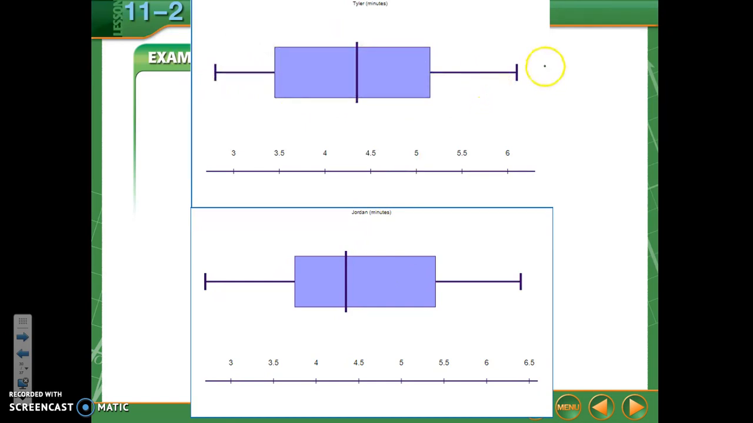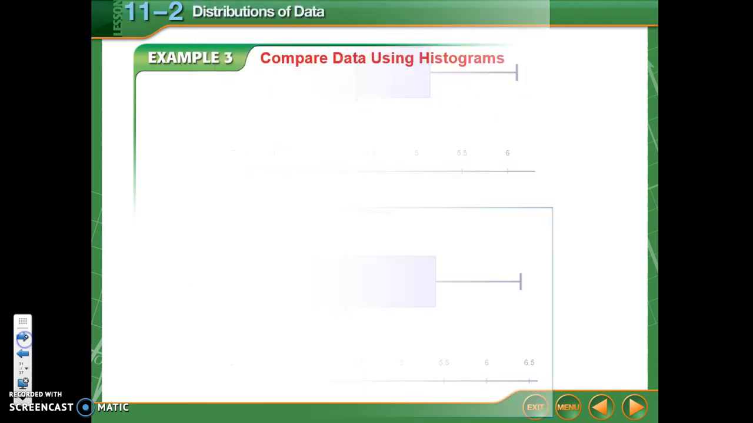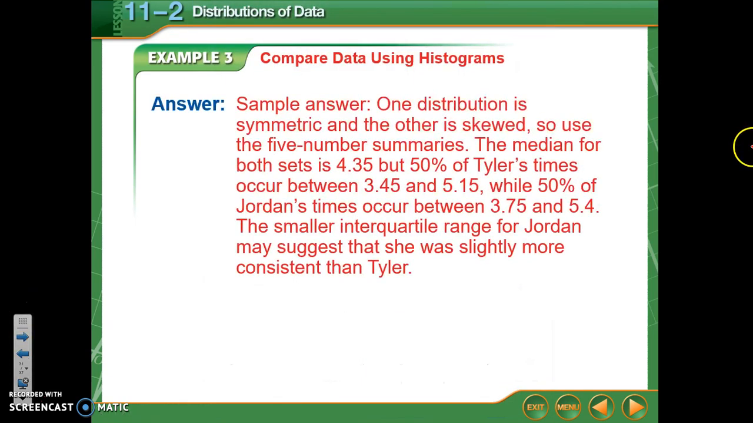It's not as obviously skewed in the box plot as it is on the histogram, but because this tail is a little bit longer, there is a little bit of a positive skew. It's not super easy to see with this scale, I don't think, that the box plot generator put on there for us, but technically that one is skewed and this one is symmetric. And so one distribution is symmetric, the other one is skewed. The median for both is 4.35.